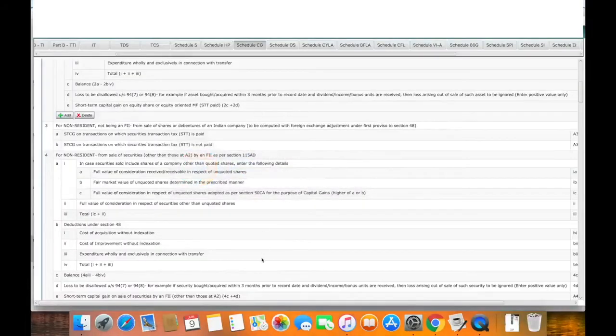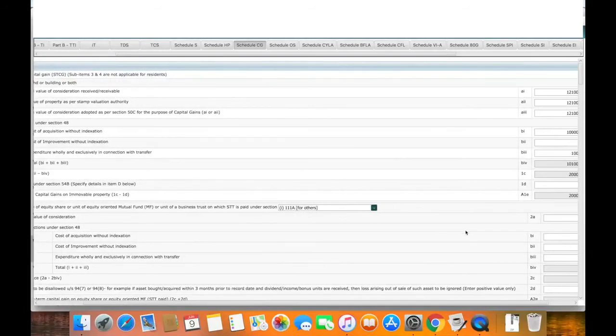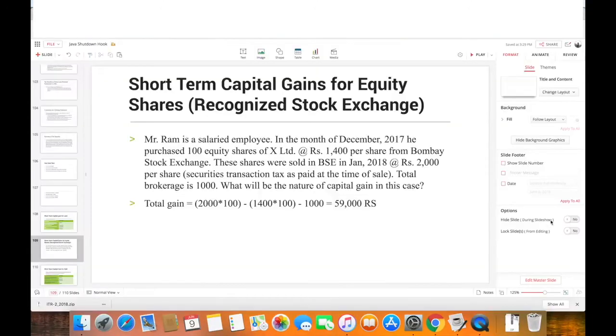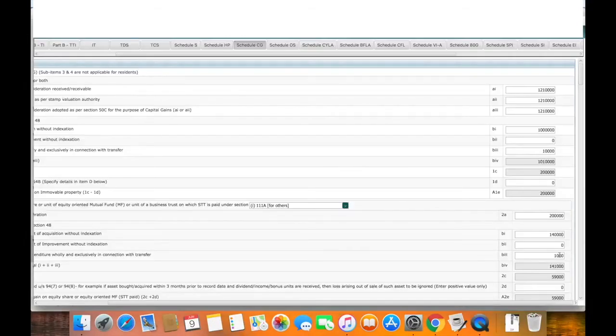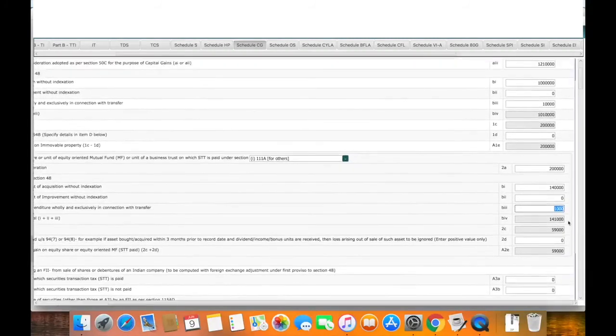Now we will try to fill those information in the ITR2 form. So for that we need to select the second section, sale of equity share or equity oriented mutual fund or unit of a business trust on which STT, meaning security transactions tax, is paid under section 111A. And then full value of consideration is 2,000 into 100, which results in 2 lakh rupees, and the total value of cost is 1,40,000 rupees. Total brokerage 1,000 rupees. So it resulted in 59,000 rupees as capital gains.